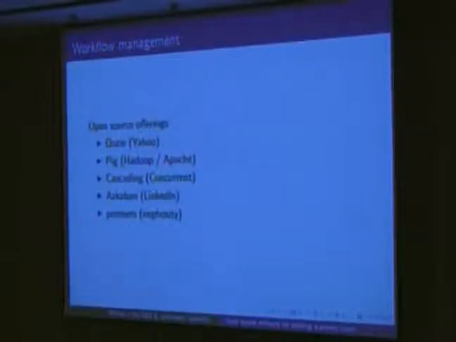So some open source offerings. Yahoo has something called Oozie. They just released Oozie end of June, so that's about a month and a half ago. Apache, along with Hadoop, also releases something called Pig, but that's really more of a structured query language. And then Concurrent releases something called Cascading that also sits on top of Hadoop. By the way, Oozie also allows you to manage your Hadoop jobs.